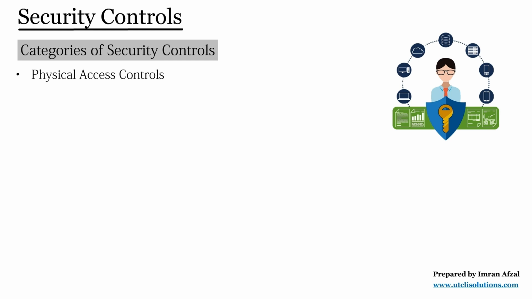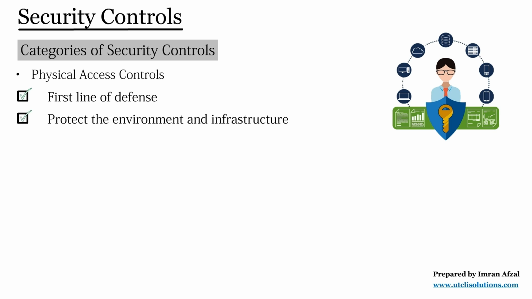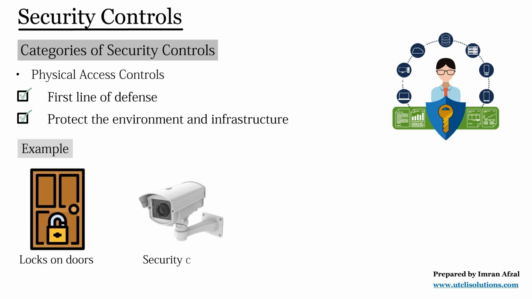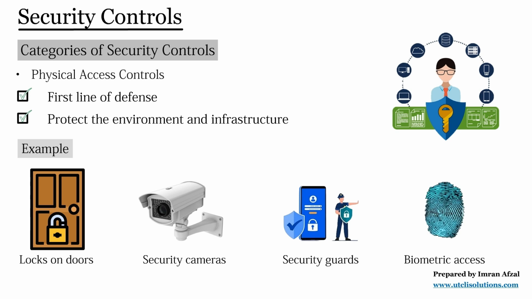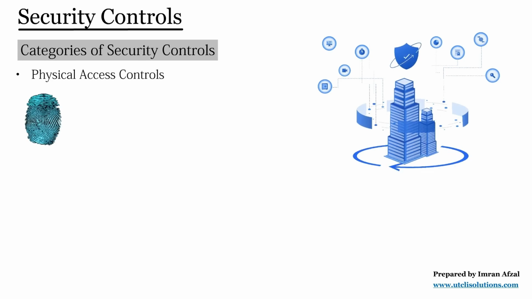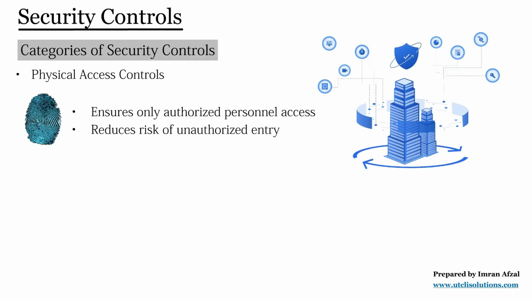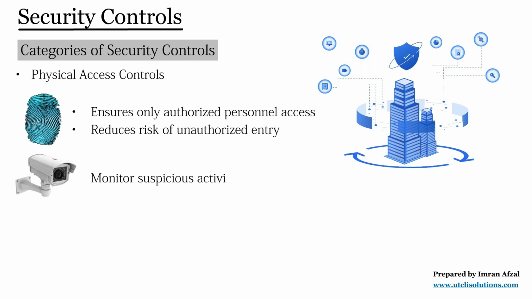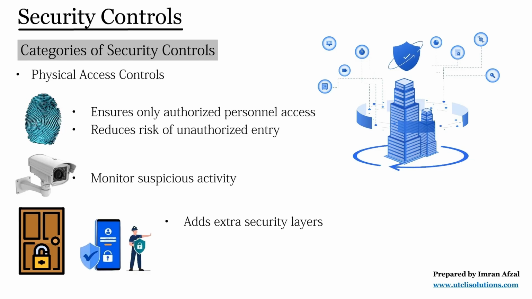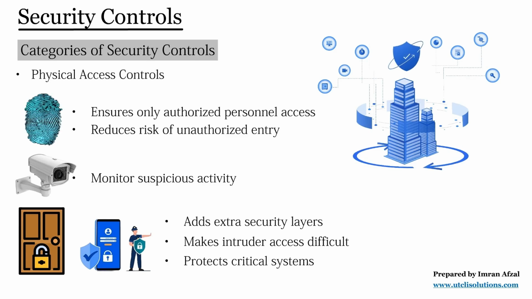Well, we can say that physical access controls are the first line of defense, protecting the physical environment and infrastructure. Examples of physical access controls include locks on doors, security cameras, security guards, biometric access controls, etc. Let's imagine a data center with biometric access control. So, only authorized personnel can enter, and that reduces the risk of unauthorized access. Also, security cameras are used to monitor suspicious activities, and locks and guards add an additional layer of security, making it difficult for an intruder to gain physical access to critical systems.